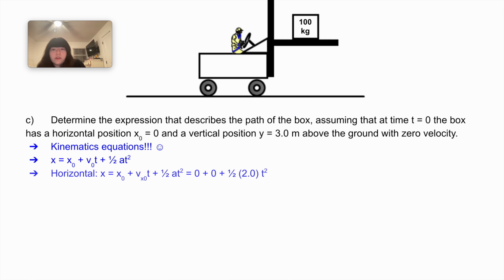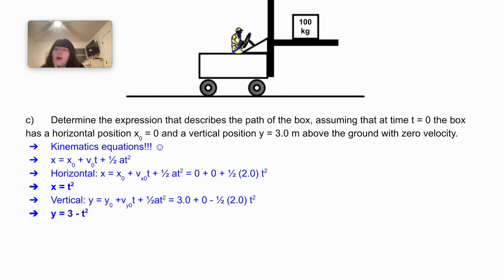So the vertical and horizontal components of motion are independent of one another, so we can find the separate displacements in terms of x and y. So initial velocity is 0, and the initial positions are given to us in the problem. So let's solve everything in terms of t. So for our horizontal component, we will do the math and find that x equals t squared. For our vertical component, we'll find that y equals 3 minus t squared.